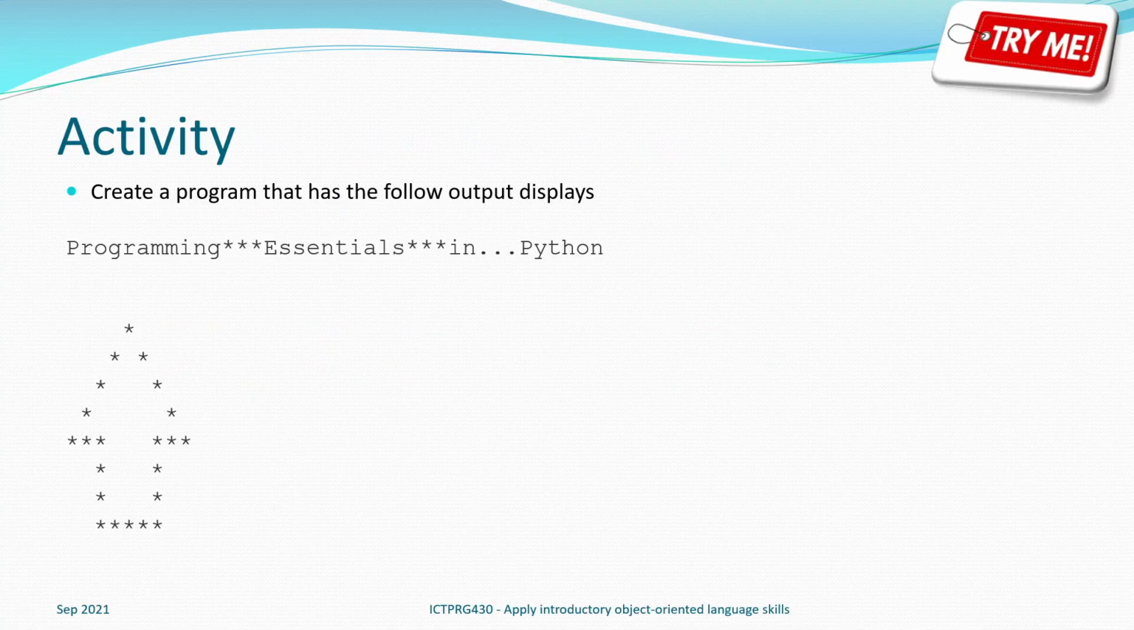Little activity for you to jump out and do to get you used to coding. You can see the required output. So your job is to actually go create the code to replicate the wording there. So Python essentials in programming essentials in Python, and then the Christmas tree or the arrow, whichever way you want to interpret it.